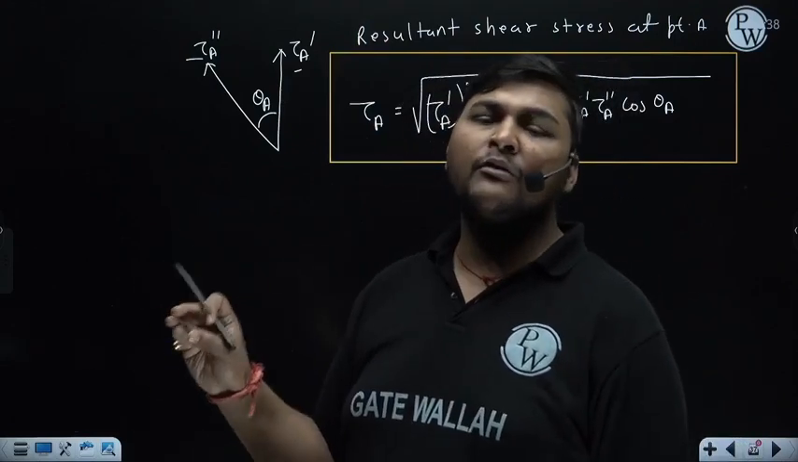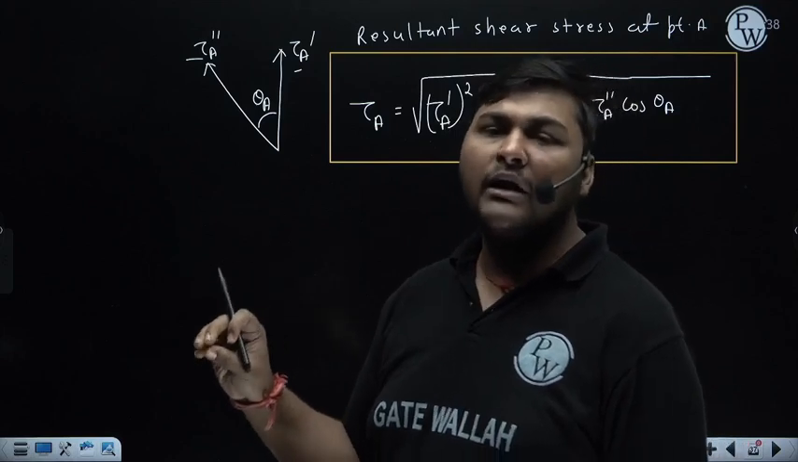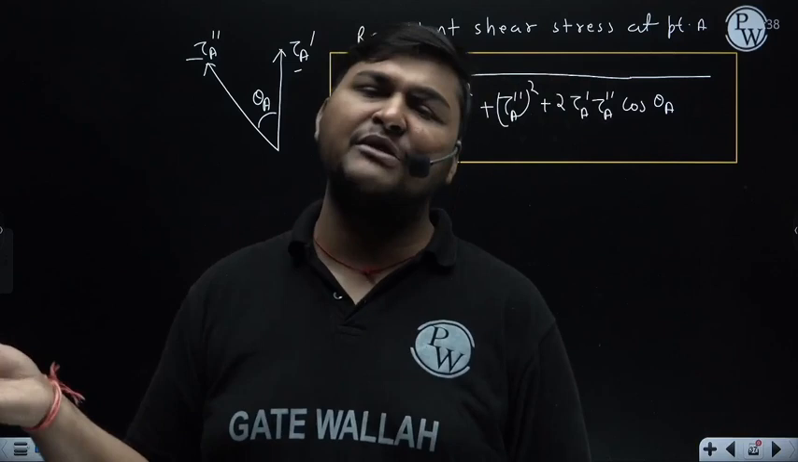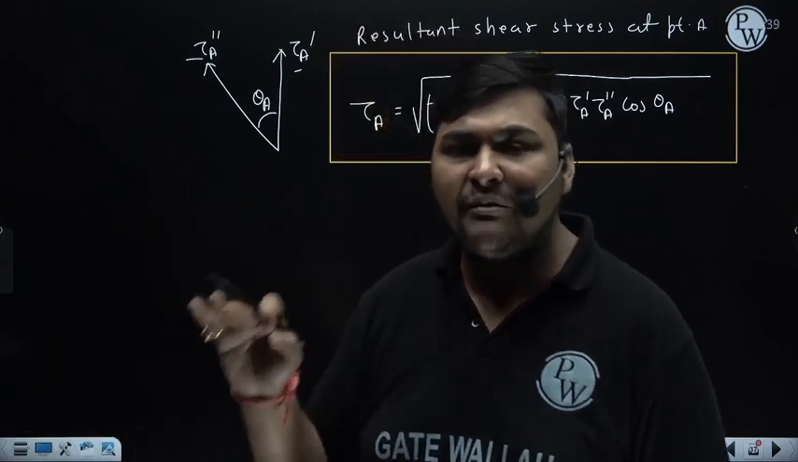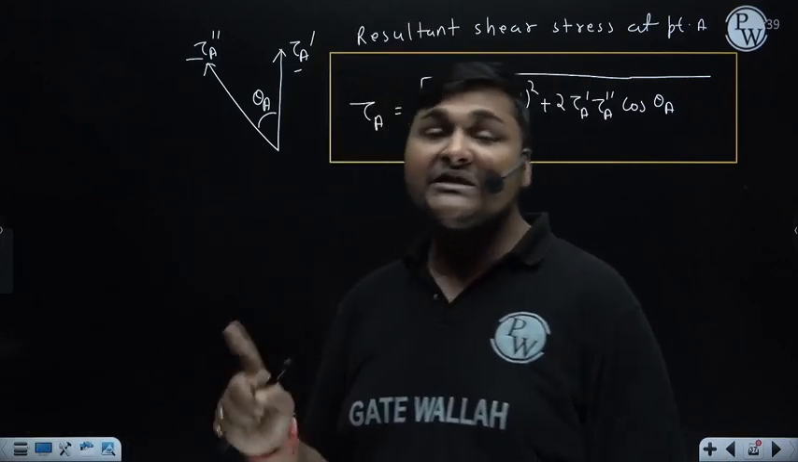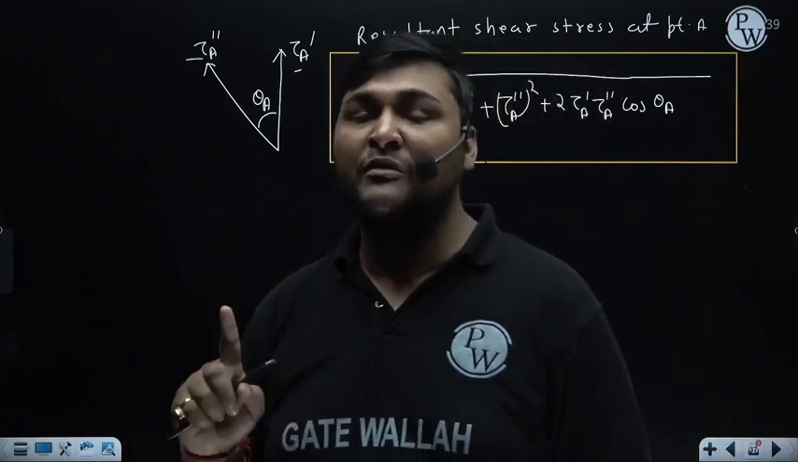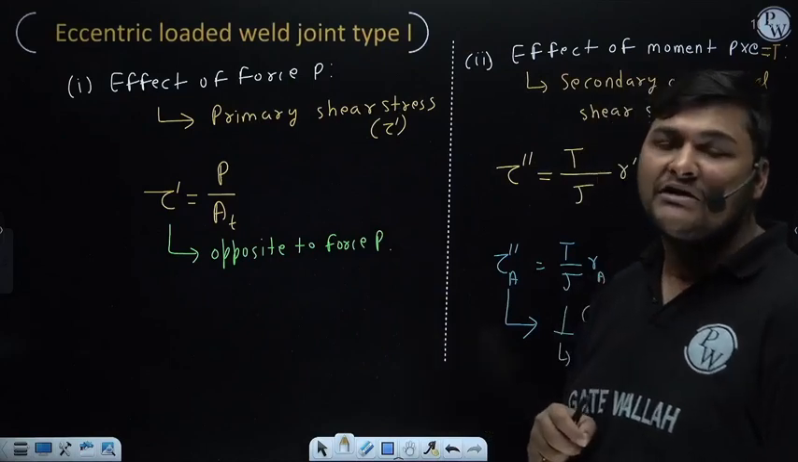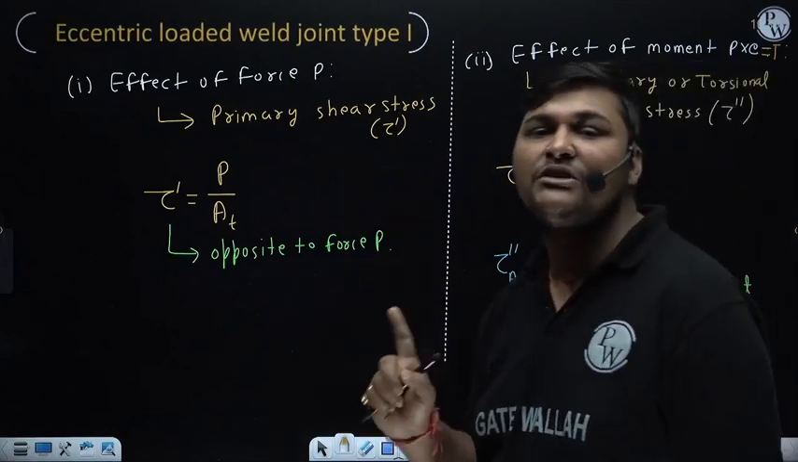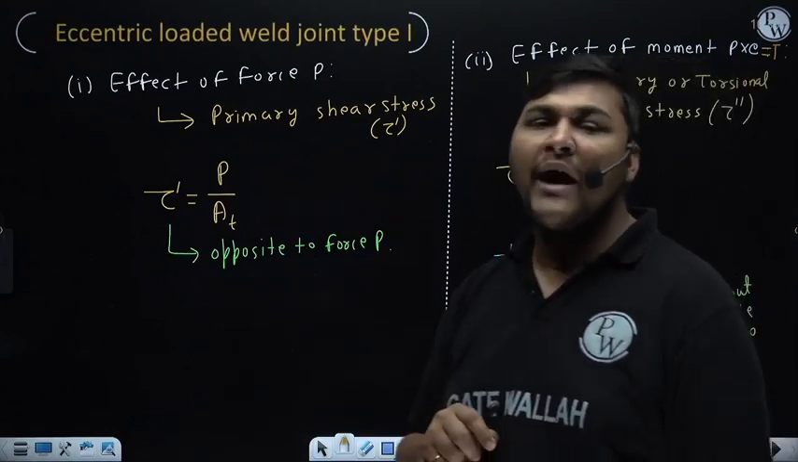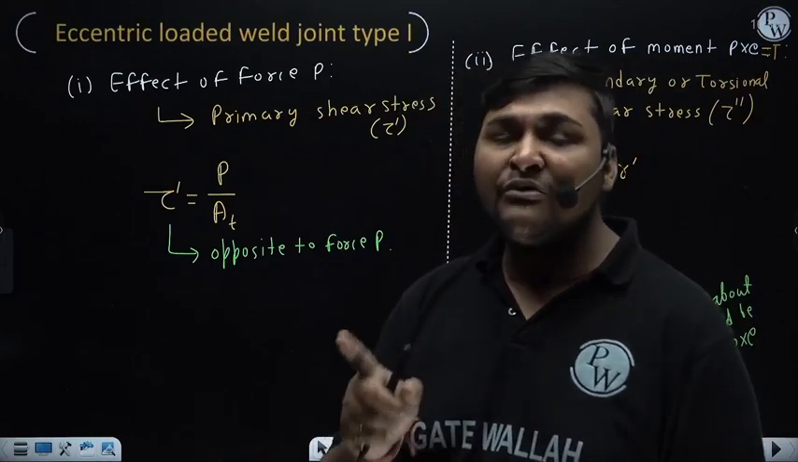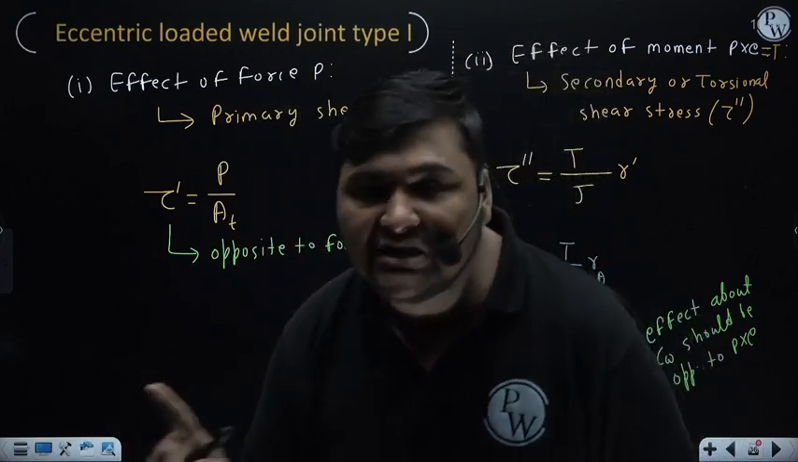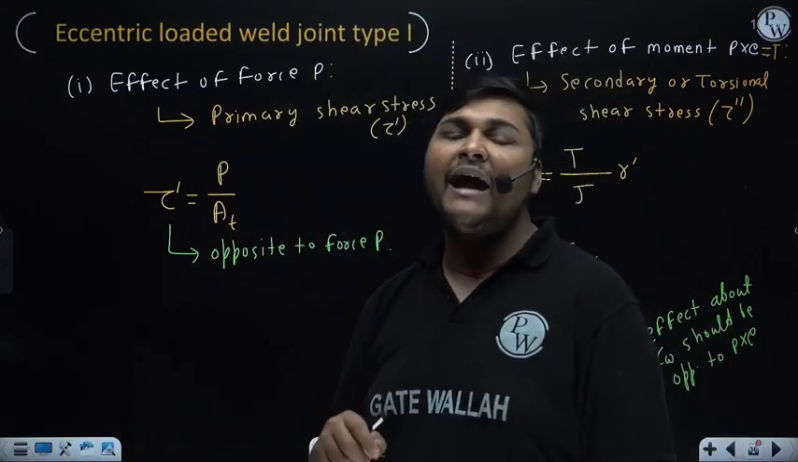So while deciding the critical point, we need not see where primary shear stress is maximum, because primary shear stress is the same at all points. But secondary shear stress value will change with R, and the point for which R or R dash is maximum, at that point secondary shear stress will be maximum. So to find the critical point, first we need to see where secondary shear stress is maximum, and it will be maximum where R dash is maximum.